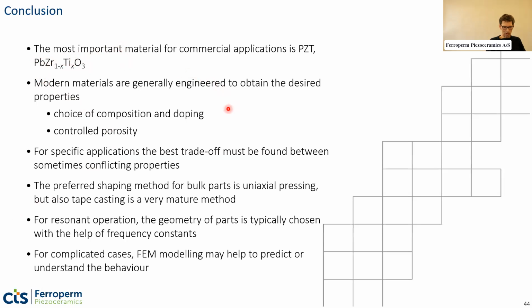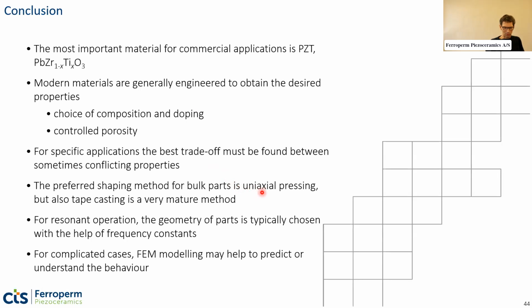I also showed how you can tailor the modern materials, either by changing compositions and generally doping them. And you can also introduce porosity to tailor the properties even further. And we saw that often there's a trade-off between properties that are in conflict. So you may look in our material table and find the material that suits you best.